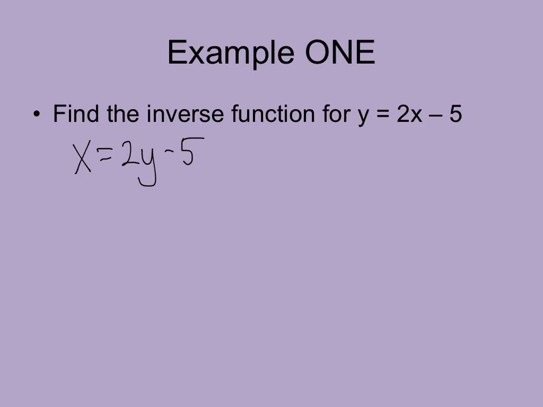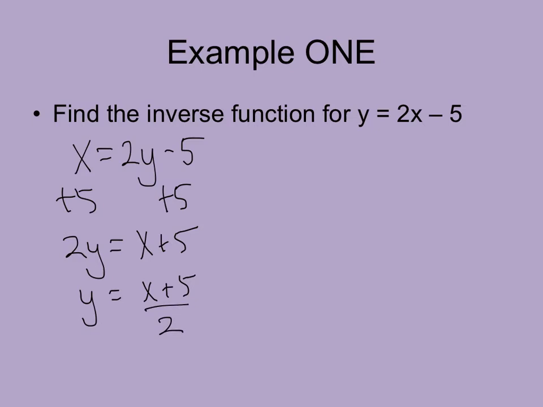Once you switch x and y, the next thing you want to do is solve for y, which we've practiced in the last chapter. So I want to isolate y. To isolate y, I would add 5 to both sides. And I like to have the y on the left-hand side, so I'm going to flip the equation. And so it's 2y equals x plus 5. And then divide both sides by 2, and we get y equals (x plus 5) over 2.